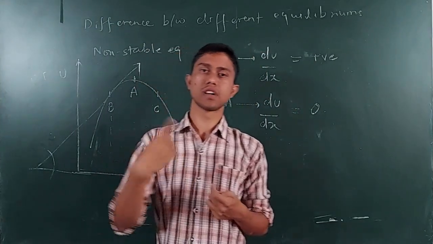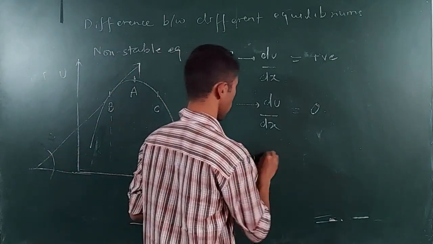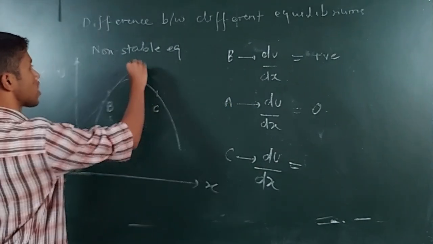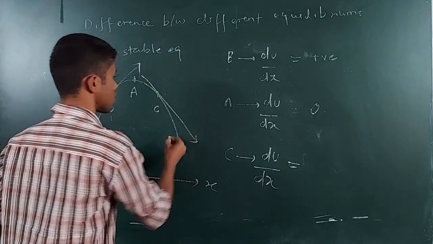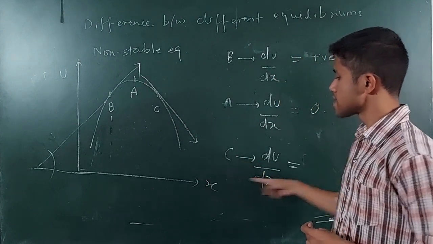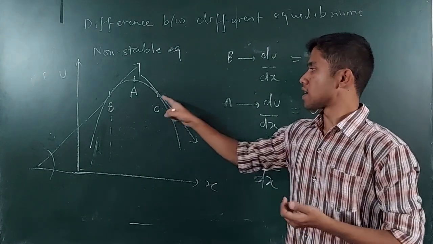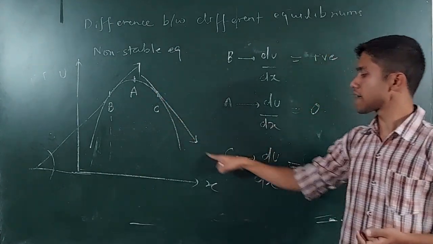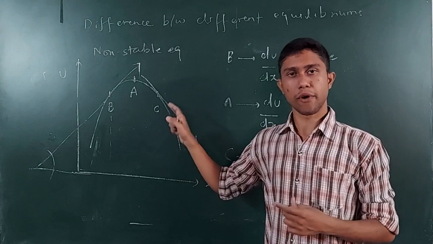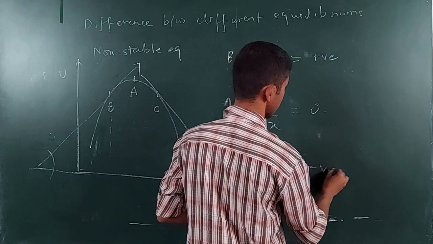Now we will go towards the third point, C. For point C, what is du by dx? We'll again draw a tangent. When I draw a tangent, it will be in this direction. You can see that this line is coming here, and the x-axis is here. It is an obtuse angle. The tangent passing through point C is making an obtuse angle with x, so the slope at point C will be negative. So for C, du by dx will be negative.